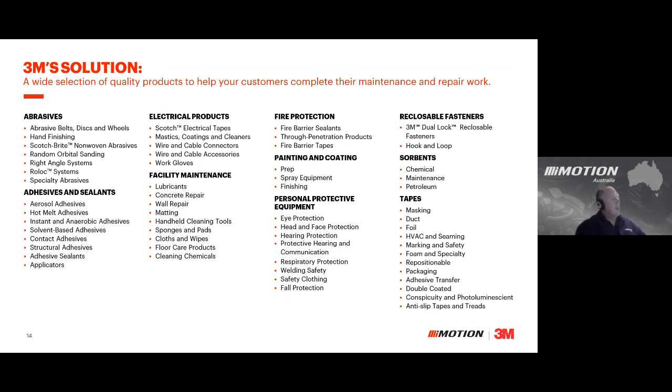This slide has a small overview on the range of 3M products that they have in their portfolio, anywhere from abrasives through to tapes, solvents for chemical, petroleum, and general absorption, facility maintenance, adhesives and sealants, personal protective equipment as well. So there's probably a fair range of products in there that you may not be aware that 3M do have and are able to provide on a regular basis.